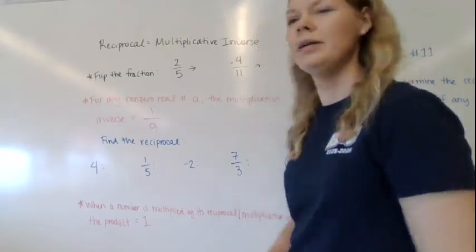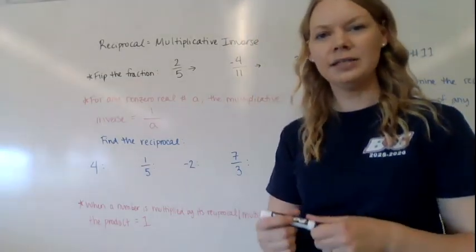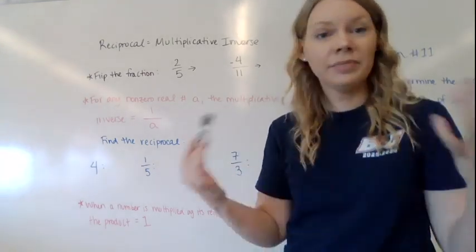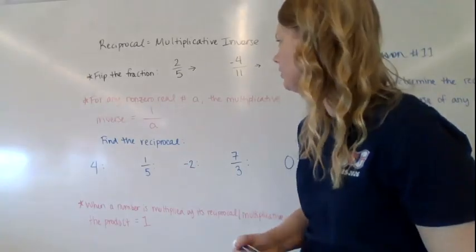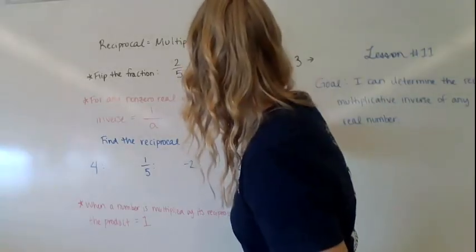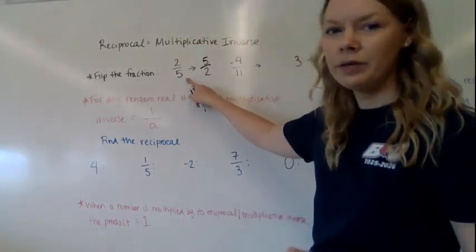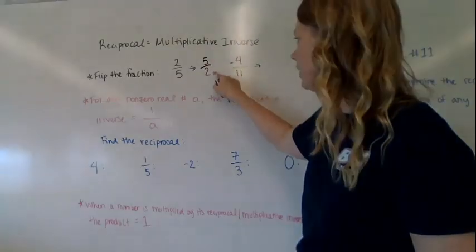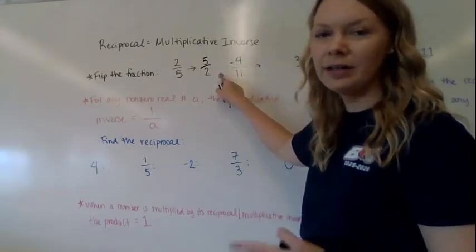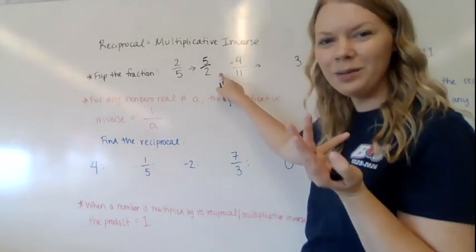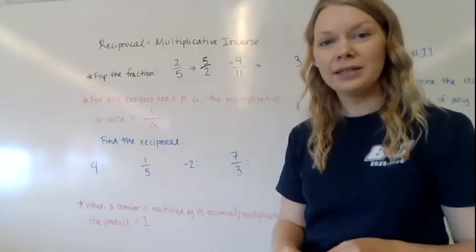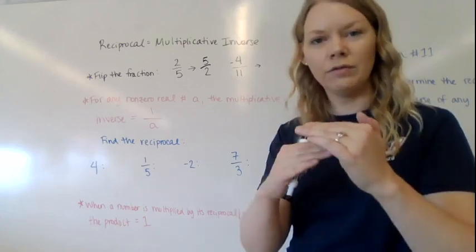The simplest way to think about finding the multiplicative inverse is to flip the fraction. In other words, reverse the numerator and denominator, and there you go, you found your multiplicative inverse. For example, 2/5, we flip that fraction, 5 over 2. If we multiply 2/5 times 5/2, we get 10 for our numerator and 10 for our denominator. When our numerator and denominator are equal, the overall value is 1. So that's the simplest way to find the multiplicative inverse: flip the fraction.